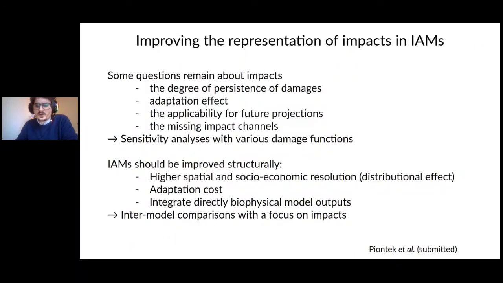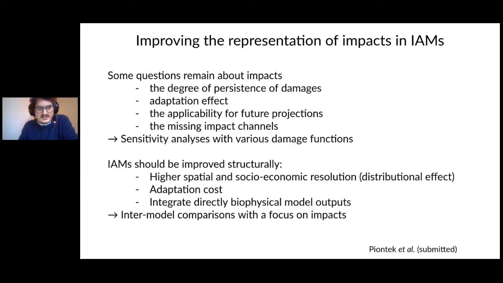So I will finish this presentation with some recommendations that come from the perspective paper led by Francisca Piontek. The recent developments from literature on impacts have already been included, or are ongoing, in some integrated assessment models, but there are still some questions about the use of these impacts because of some problems that I highlight here. The degree of persistence of damages; the effect of adaptation, as some have no adaptation, some use current technology; whether we can apply these estimates, especially the empirical estimates, to do future projection, or if we have to be careful with this; and then also, of course, the still missing impact channels that are not present in these estimates. So to do this, we really need to do sensitivity analysis using different damage functions.